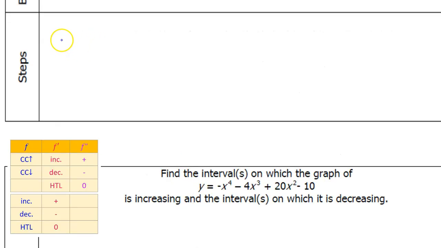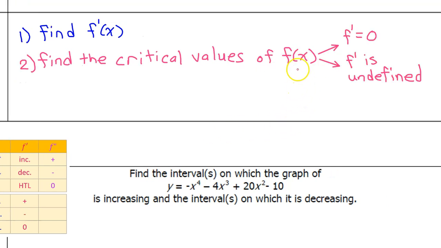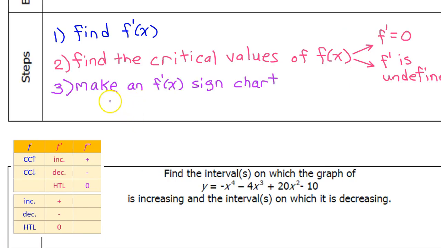There are three steps for finding the intervals of increasing and decreasing given the equation for f of x. Step 1 is to find f prime of x. Step 2 is to find the critical values of f. Remember, the critical values of f are where f prime is equal to 0 or where f prime is undefined. Step 3 is to use the critical values to make an f prime sign chart. Then we will know that f is increasing wherever f prime is positive and f is decreasing wherever f prime is negative.